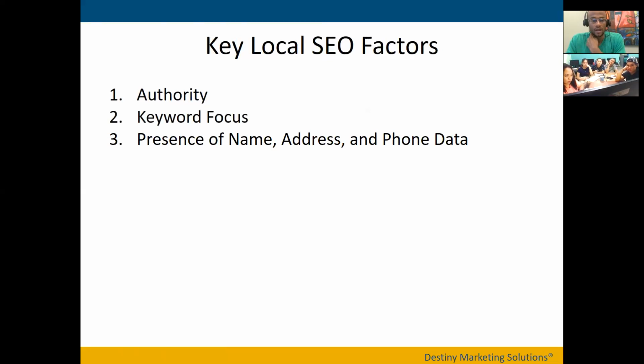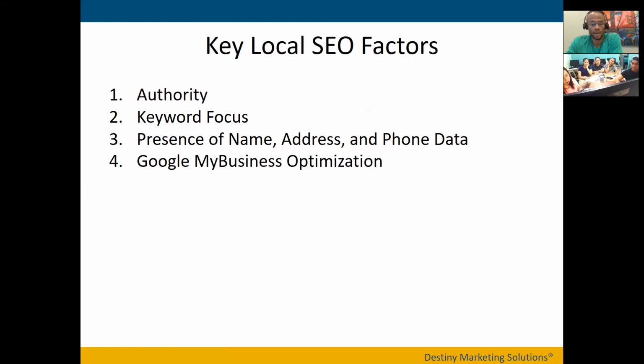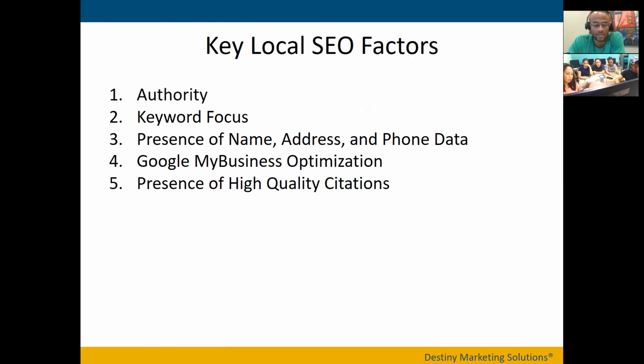Number 3, the presence of name, address, and phone data. So you basically want to make sure that your business name, your business address, and your business phone number are visible on your website and also on different online properties for your business. Number 4, you want to make sure that you optimize your Google My Business profile according to best practices. Number 5, you want to have very high quality citations that refer back to your business.